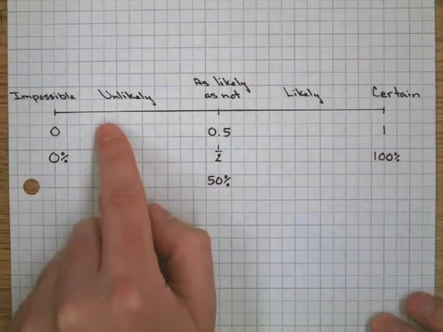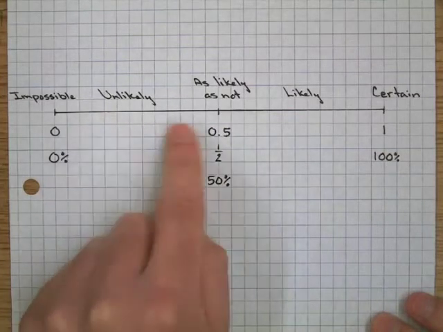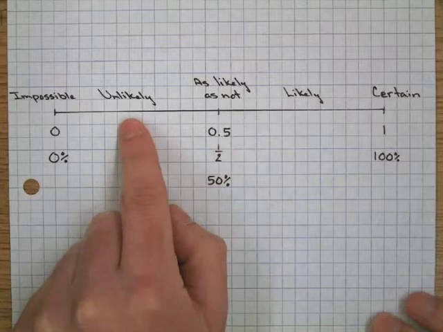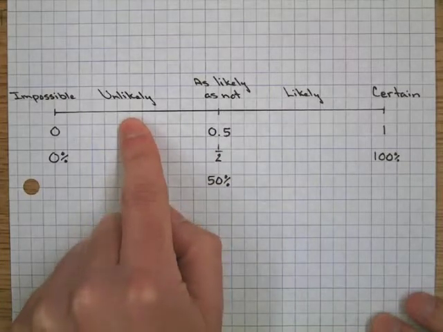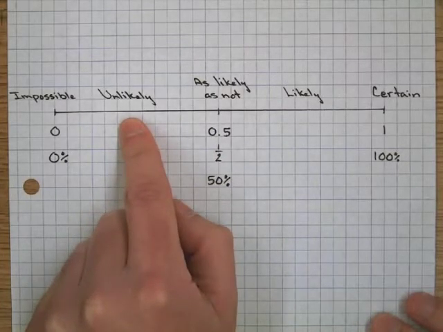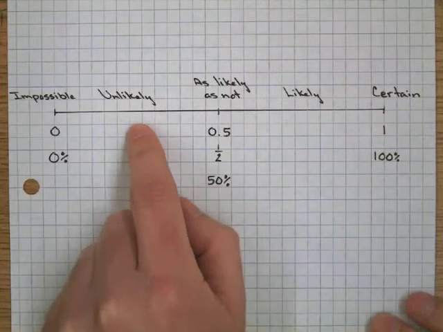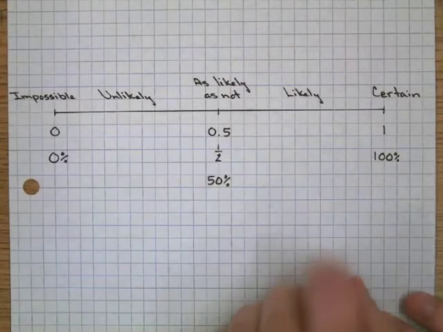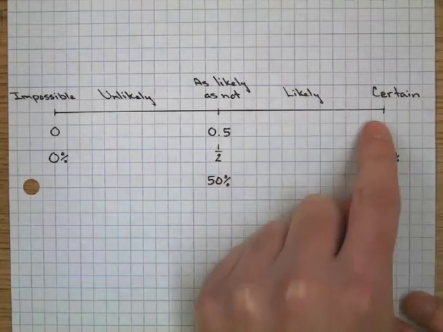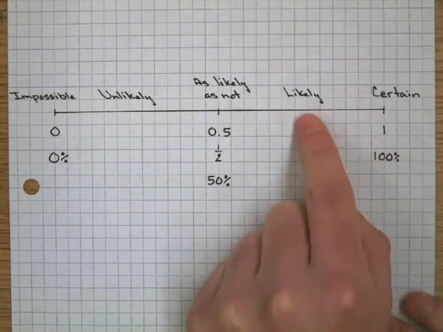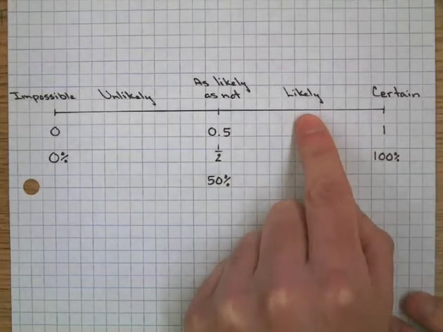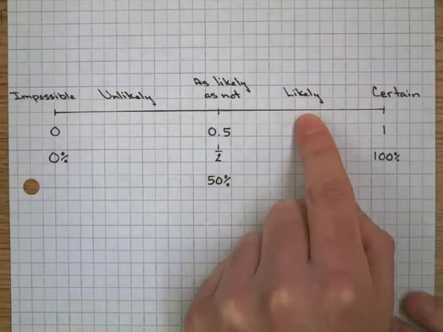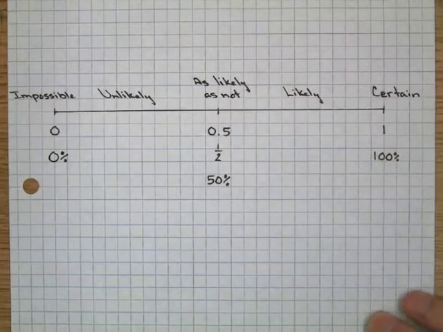Over in this section, between impossible and 50-50, is unlikely. It's not impossible that something's going to happen, but it's going to happen rarely, not as much as the opposite. Between the 50-50 and certain is likely. It means it's going to happen more often than not. It may not happen every single time, but you have a greater chance of it happening than not happening.